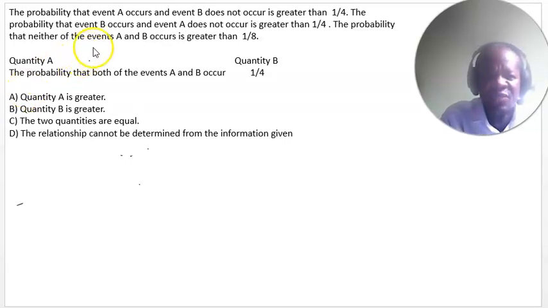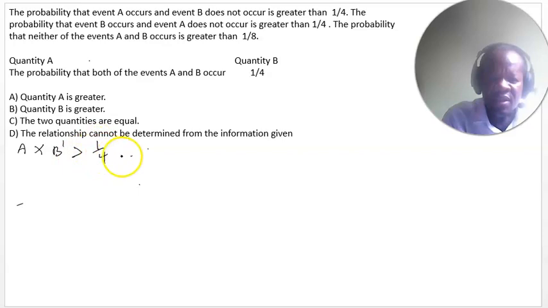The probability that event A occurs and event B does not occur. Let us say for the purpose of this class that the probability that A occurs is A, the probability that B occurs is B, the probability that A does not occur is A complement, and the probability that B doesn't occur is B complement. So the probability that A occurs and event B does not occur, and in probability "and" means multiplication, so A times B complement, is greater than 1 over 4. Let's call that the first inequality.